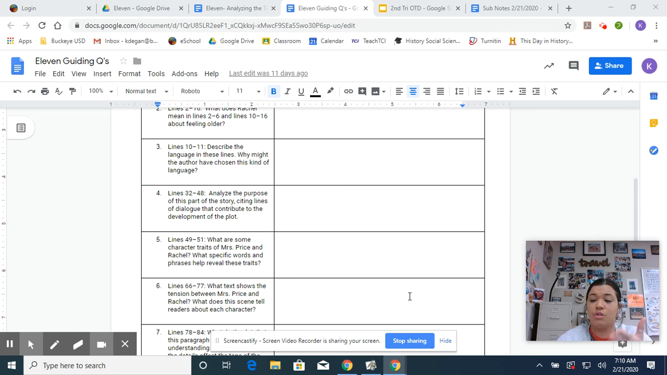All right, so you should have just discussed all 9 of your guiding questions with your shoulder partner. So now let's just kind of touch base on a few of these. Number 3 says, looking at lines 10 and 11, describe the language in these lines. Why might the author have chosen this kind of language? So remember, language and word choice is a part of the author's tone, and that's what we've really been hammering this week: tone, which is the author's attitude to his or her subject.